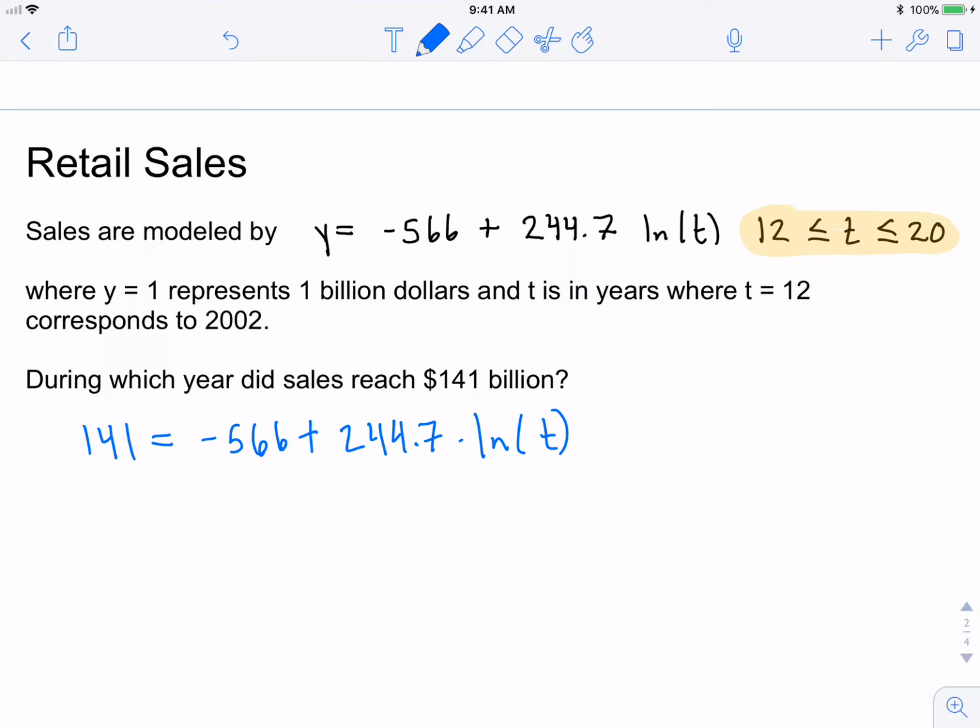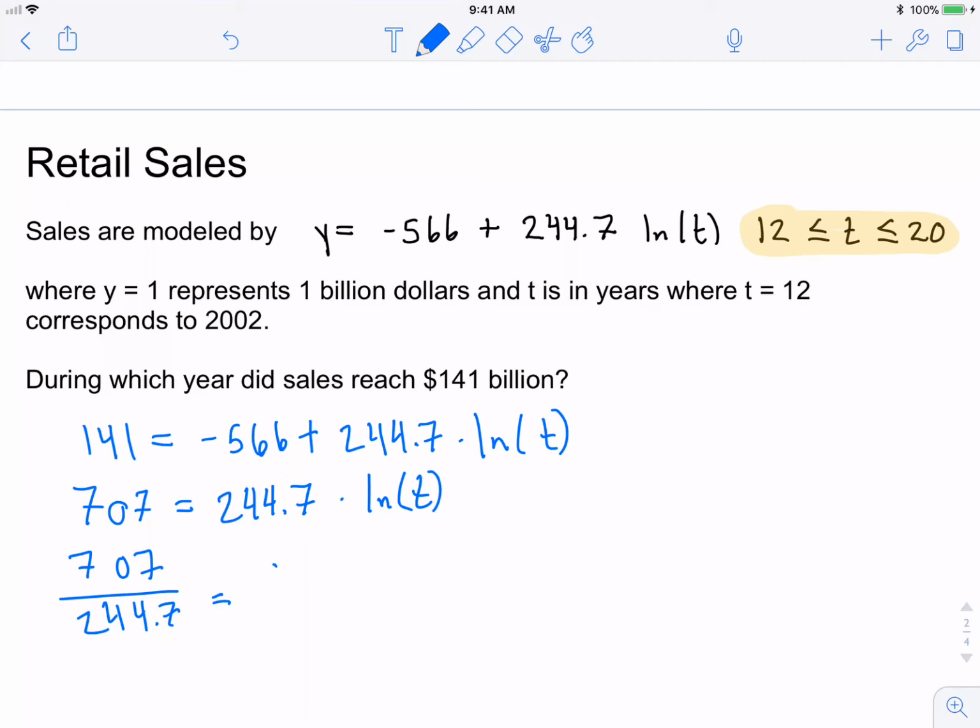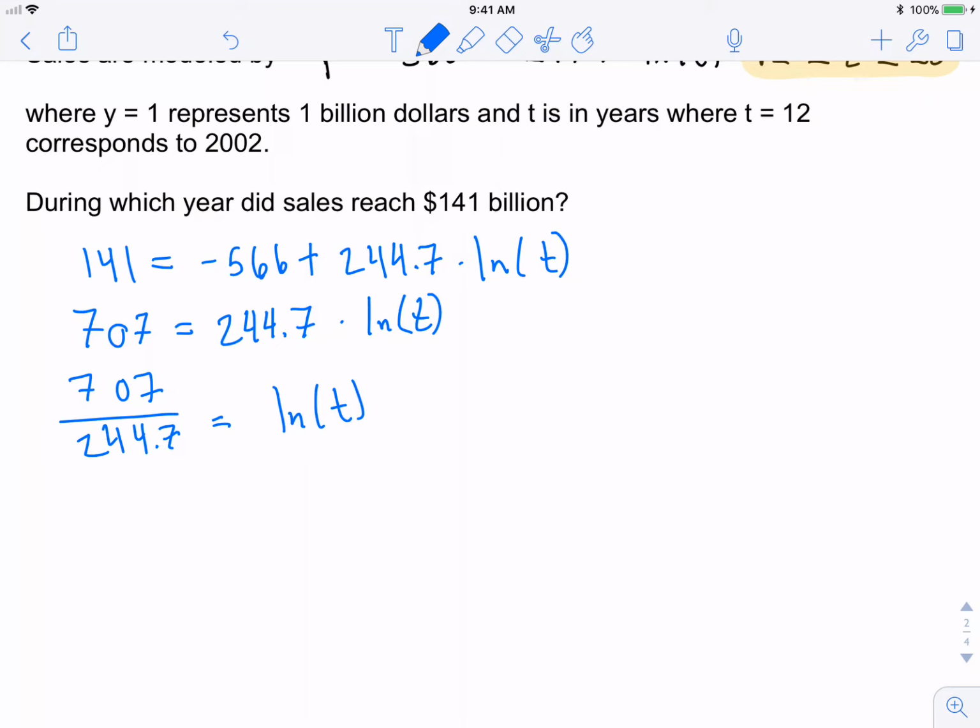At this point, all we need to do is simplify by adding 566 to the other side, so that we have 707 is equal to 244.7 times the natural log of t. Then we divide by 244.7, and we get that 707 divided by 244.7 is equal to the natural log of t. And then in order to cancel out our logarithm, we add an e on both sides of the equation.